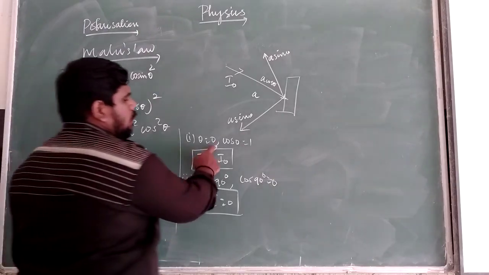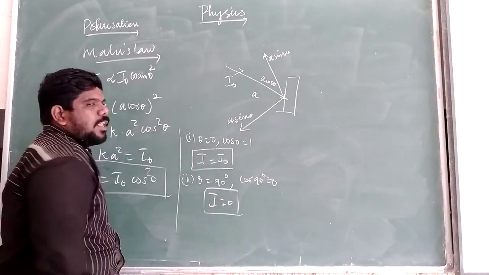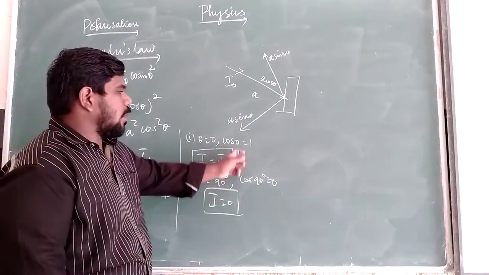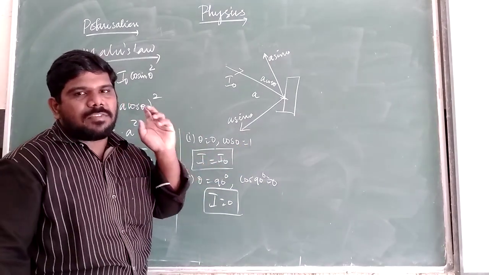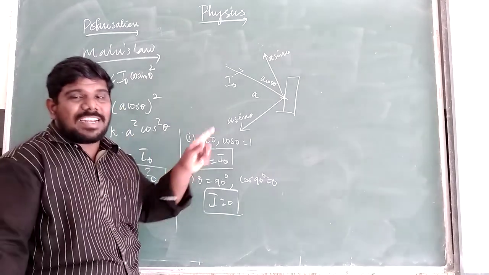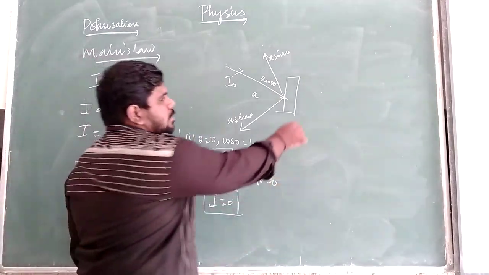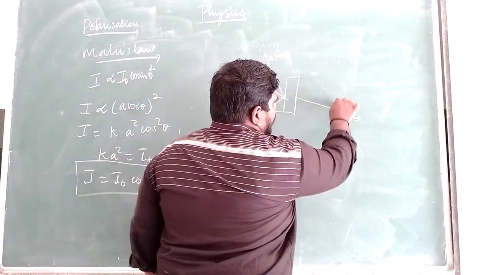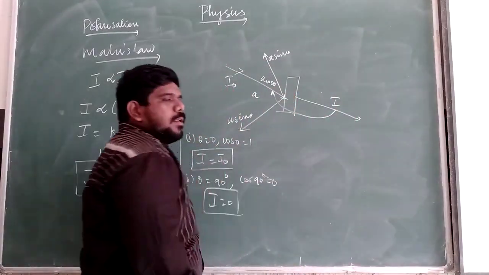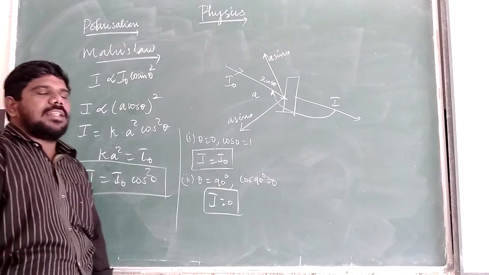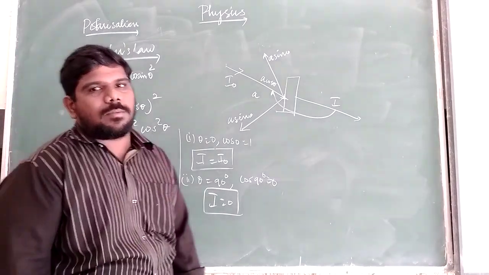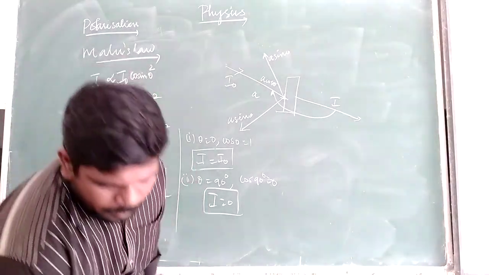When the angle theta is equal to 0, that is when the transmission axis is parallel to the analyzer, cos 0 is equal to 1, so the intensity of light transmitted from the analyzer is equal to the intensity of light incident on it. When theta is equal to 90 degrees, cos 90 degrees is equal to 0, then the intensity of light will be 0. Okay? Clear?